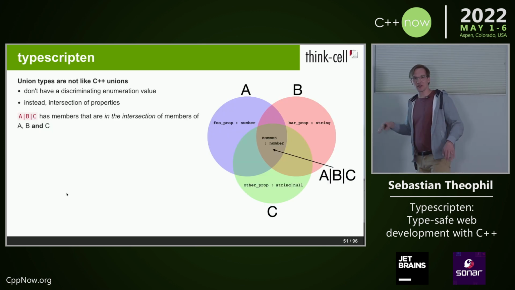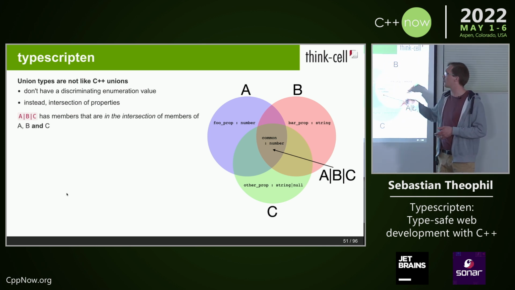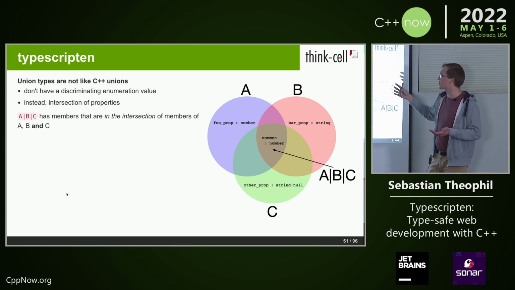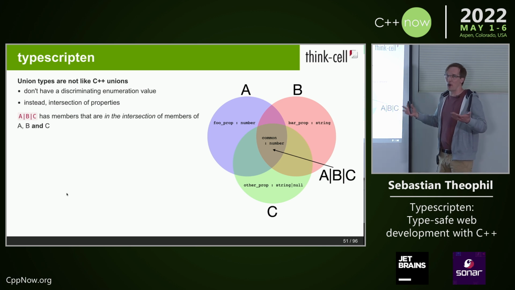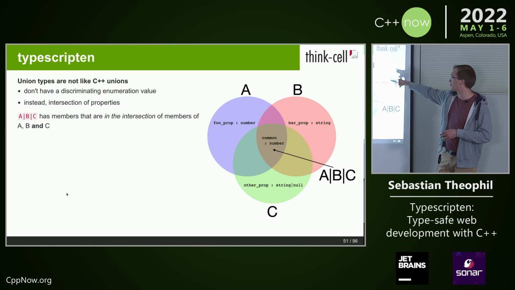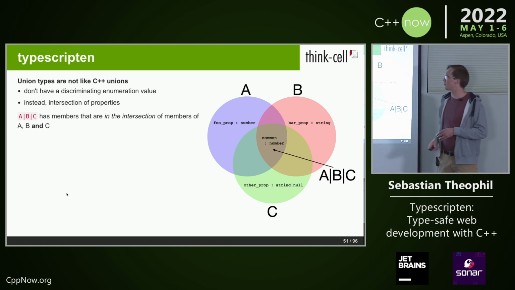Then there are union types in TypeScript. Union types are something very different from C++ unions. First of all, they don't have a discriminating enumeration value. So with this A or B or C type, you cannot ask, are you A or B or C? Instead, it's more a set-theoretic thing. This type is the intersection of properties of A, B, and C. So this type has exactly this set of properties.